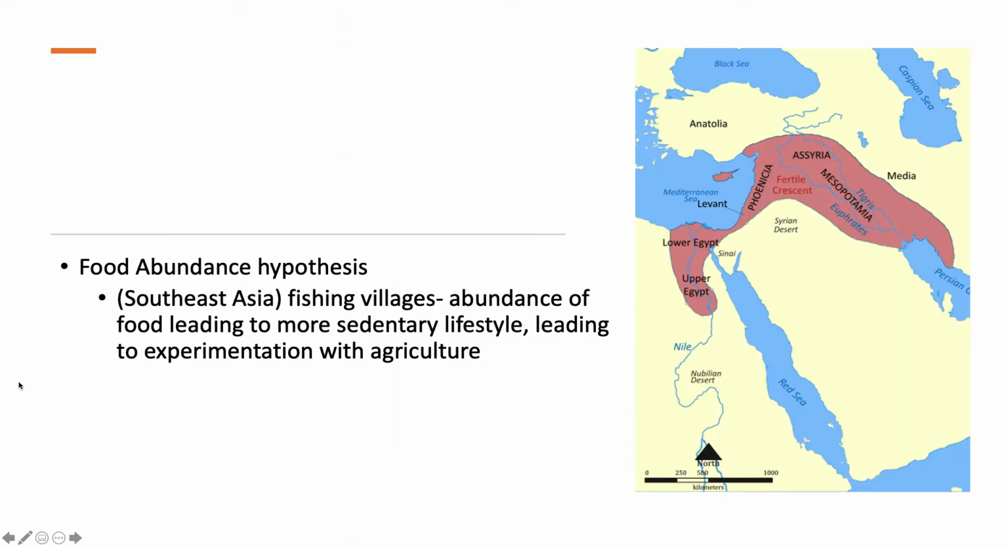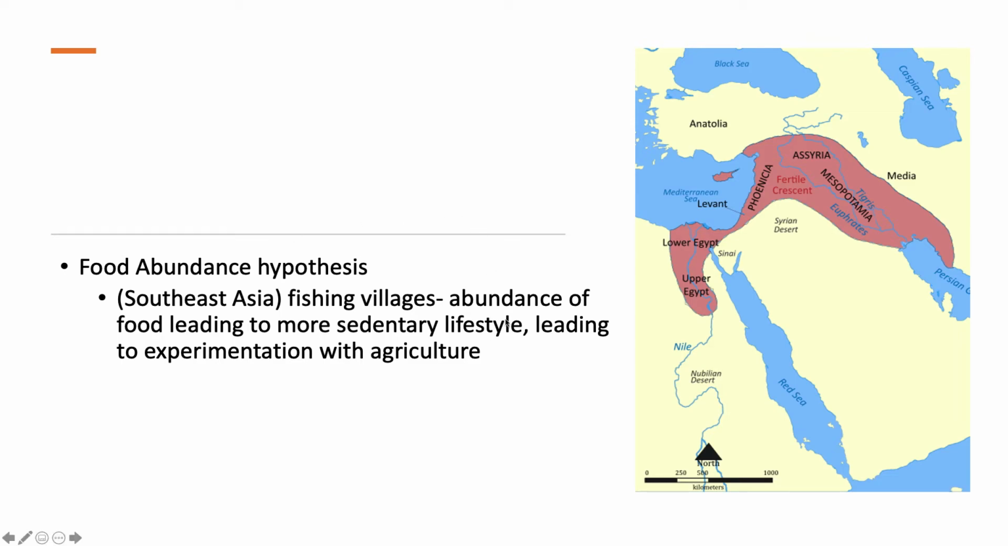Now, another one is the food abundance hypothesis. This is easy to understand if you are thinking of a society or a community living close to bodies of water, where you have an abundance of food, like fishing villages.